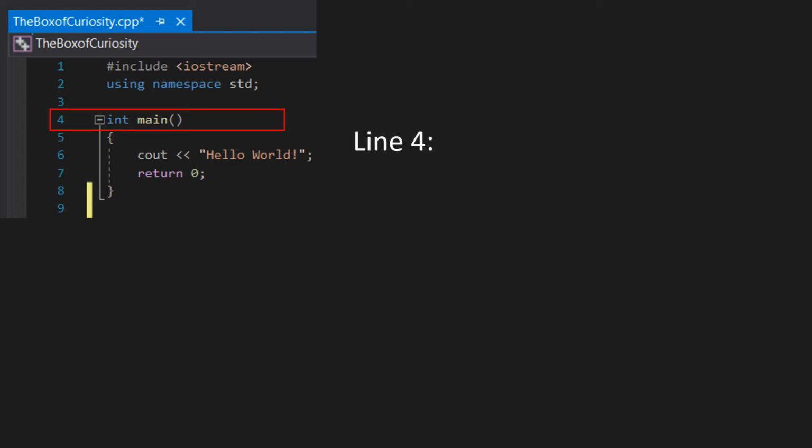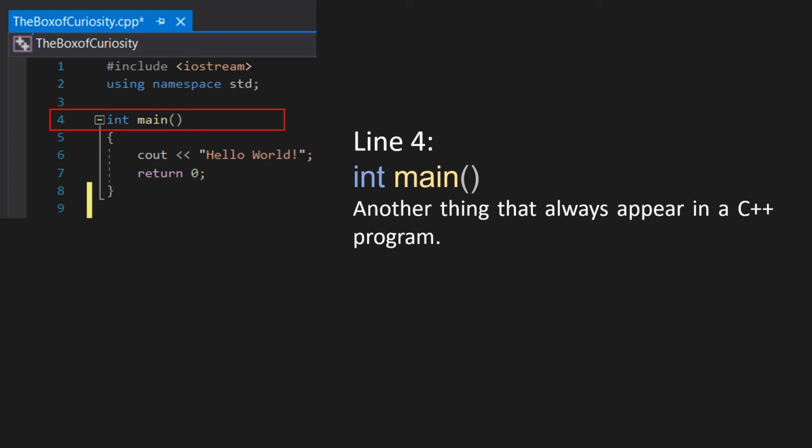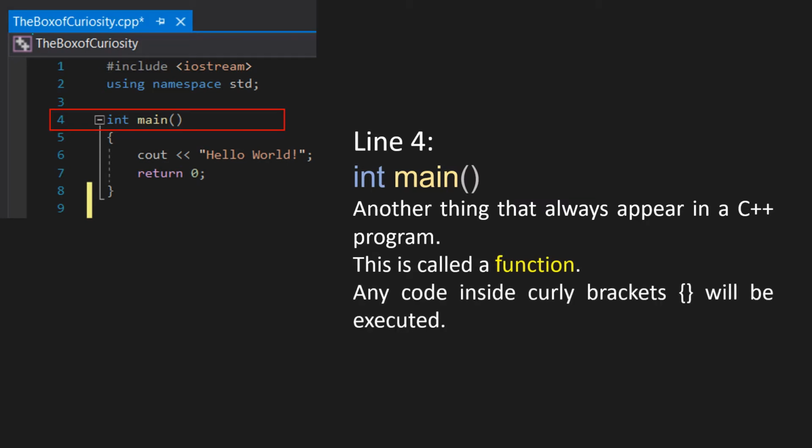Line 4. int main. Another thing that always appears in a C++ program. This is called a function. Any code inside the curly brackets will be executed.